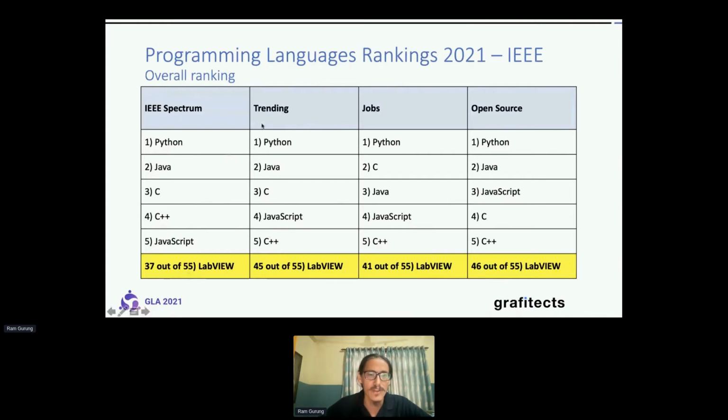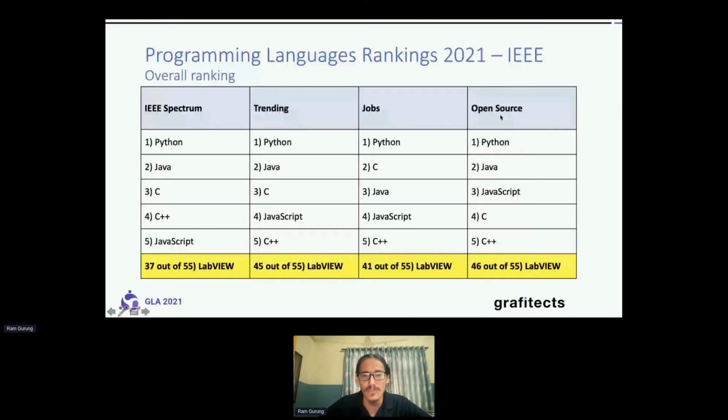And if you go into the trending ranking, that is where most people are talking about the hype, AI, ML and everything. Here LabVIEW goes even further down in the ranking out of 55. In terms of jobs, it improves from there, but from the initial part it is sliding down. Maybe they are not publishing too much out there, we do not know. But we're just using this information from IEEE as the measuring stick at the moment.